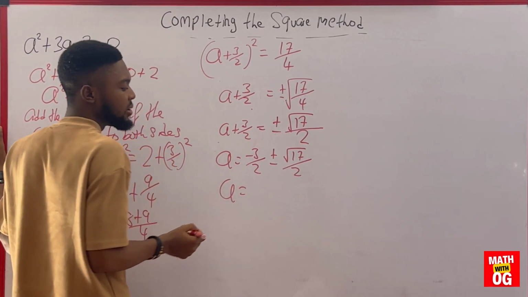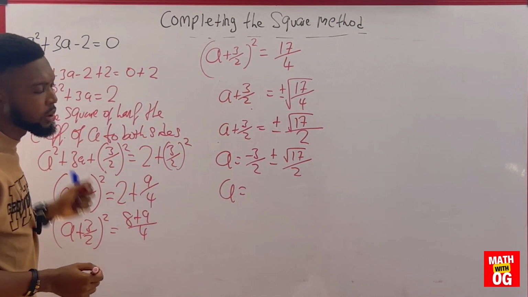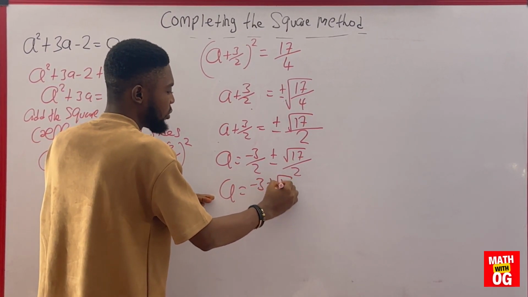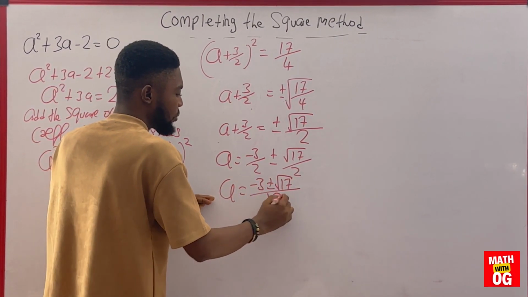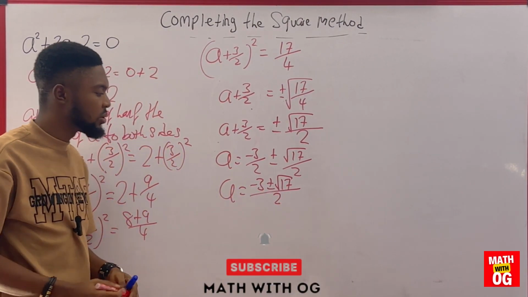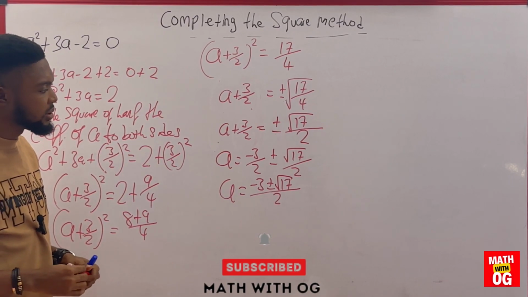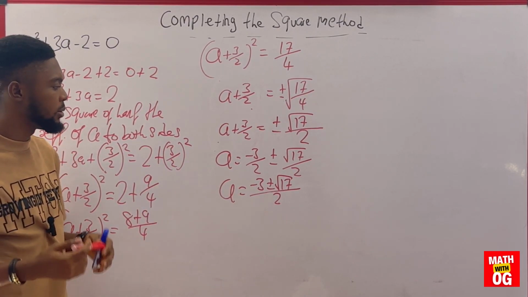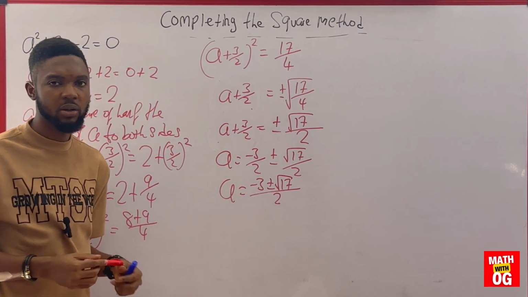Now the denominator is the same. So this will give us a equals negative 3 plus or minus square root of 17 all over 2. So my answer is either minus 3 plus root 17 over 2 or minus 3 minus root 17 over 2. So those are the two possible answers, and they are both irrational.